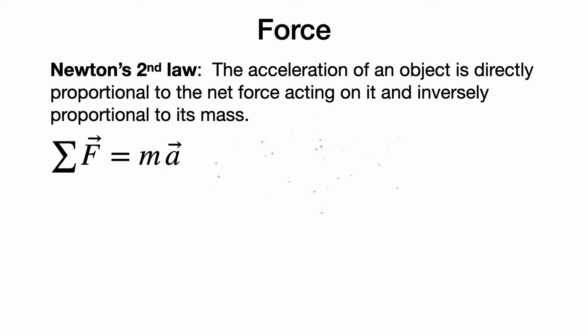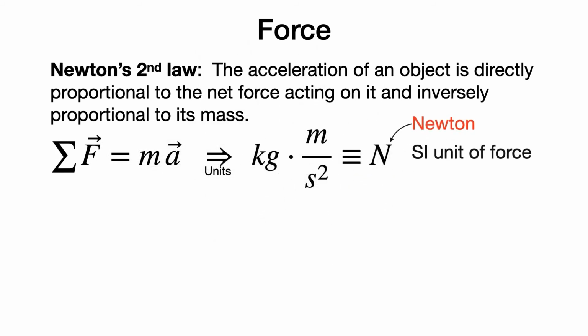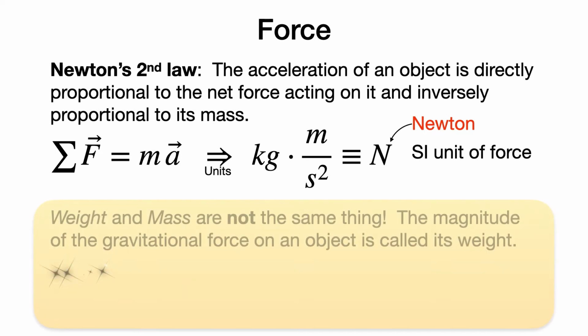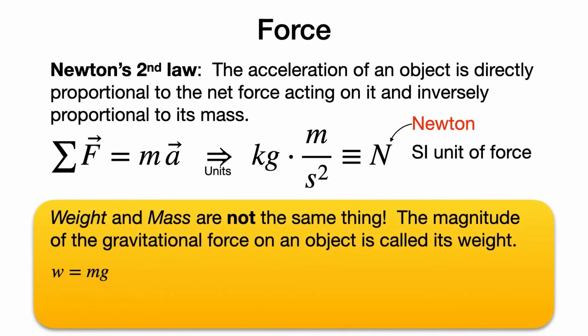Now, if we look at this equation, this gives us a way of defining the dimensions, the units for force. They must have the same units as mass times acceleration, that is kilograms times meters per second squared. But we use this so often that we define a new unit of measure for this called the Newton, and we designate it with the letter N, and this is the unit of force in the SI system. Now, this is a good place to remind everybody that there is a difference between weight and mass. These are not the same thing.